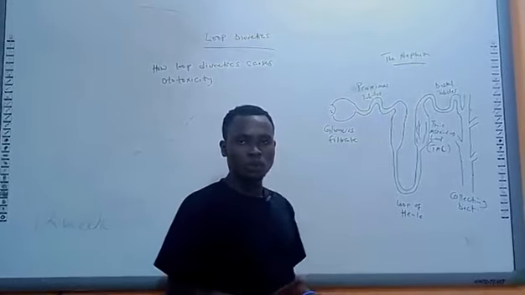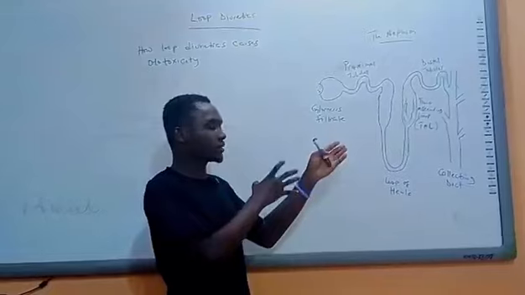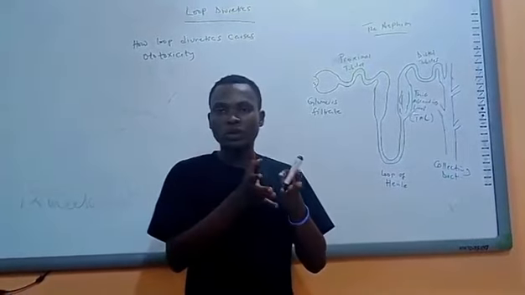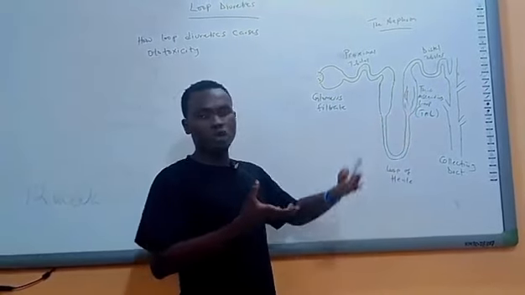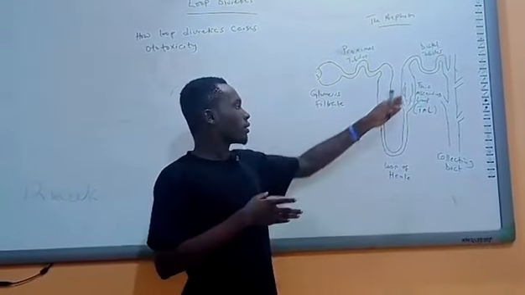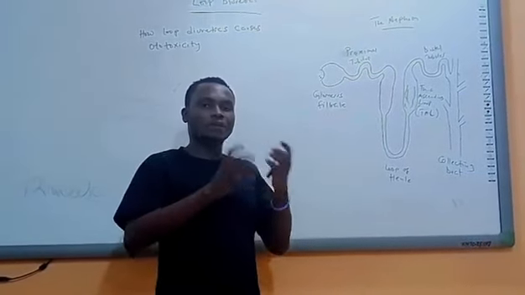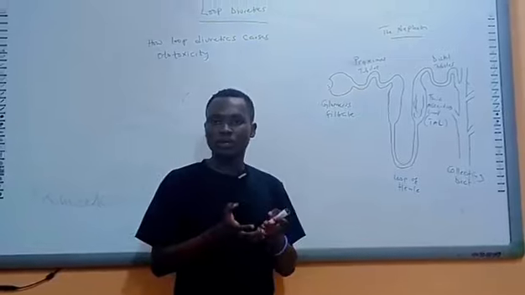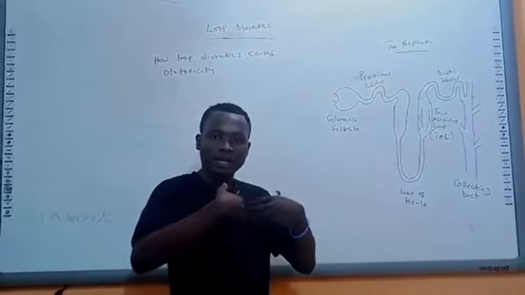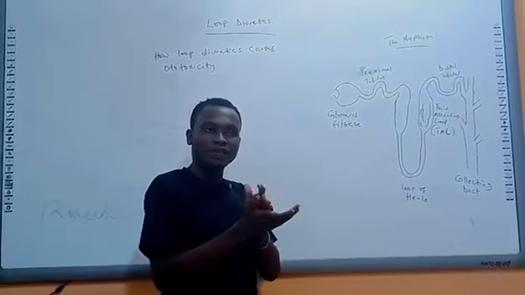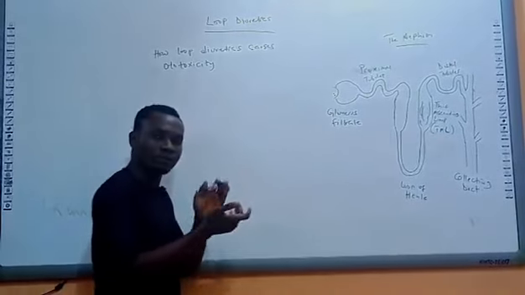Absorption of sodium and chlorine happens there, and we know that wherever sodium goes, water follows. So water and sodium can be absorbed there. But loop diuretics prevent the reabsorption of sodium and chlorine. By so doing, they cause the excretion of sodium and chlorine along with water, thereby reducing the blood volume, thereby reducing the BP, or blood pressure.